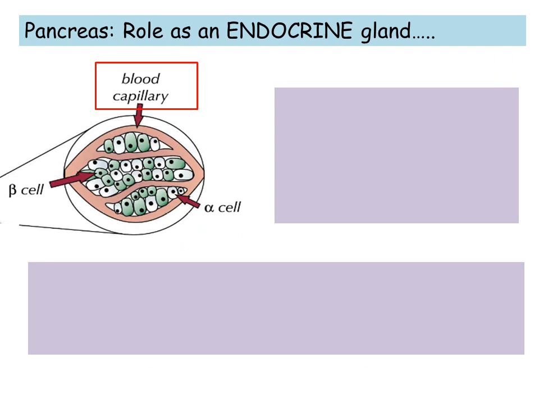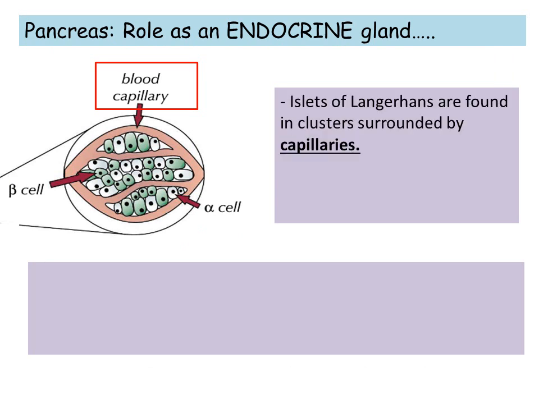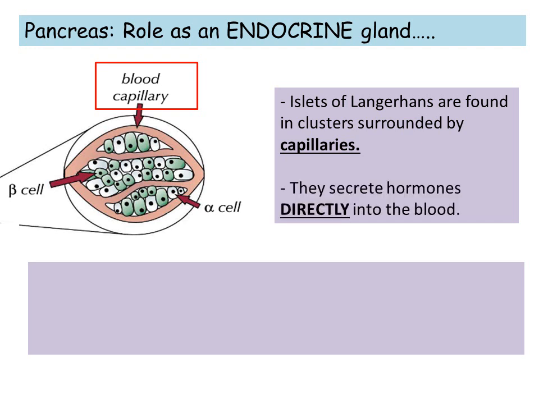This is an islet of Langerhans, and what we can see here is that we've got clusters of cells which are surrounded by a large number of capillaries. As the alpha and beta cells, which are within the islets of Langerhans, are secreting their hormones directly into the bloodstream, you need a large number of capillaries to be efficient and to carry it away exactly as it's needed.